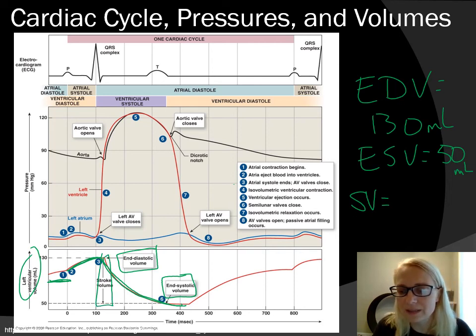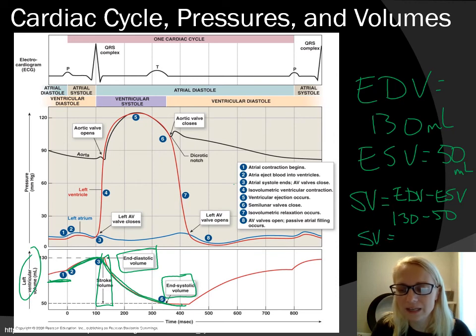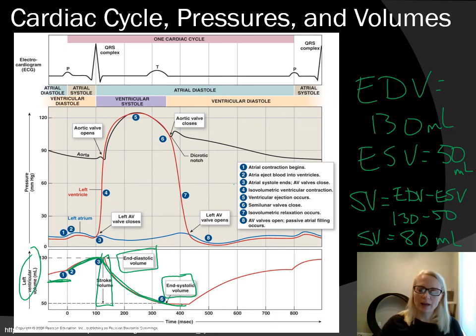So stroke volume is EDV minus ESV. It's what you start with, subtracted by what you end with. So this would be 130 minus 50. Stroke volume in this example is 80 mils. So I did my math right? Yeah. So at this particular force of contraction, heart rate, and length of time for ventricular systole, every time this heart beats, it's going to send out 80 milliliters of blood per pump towards your systemic circuit and your pulmonary circuit.